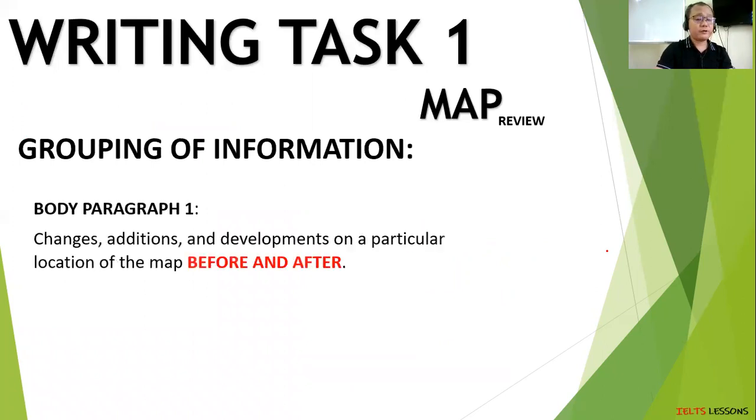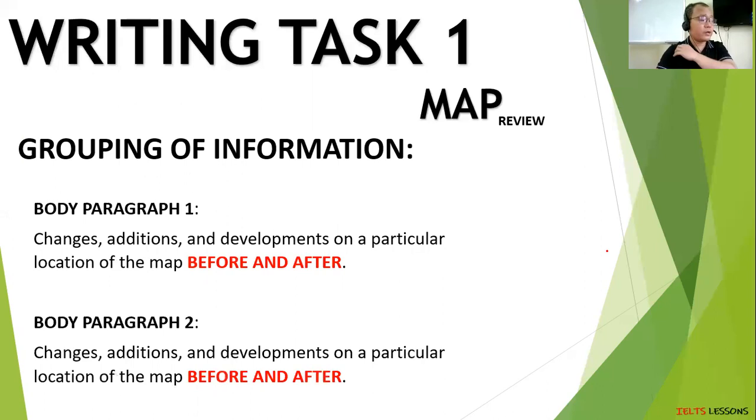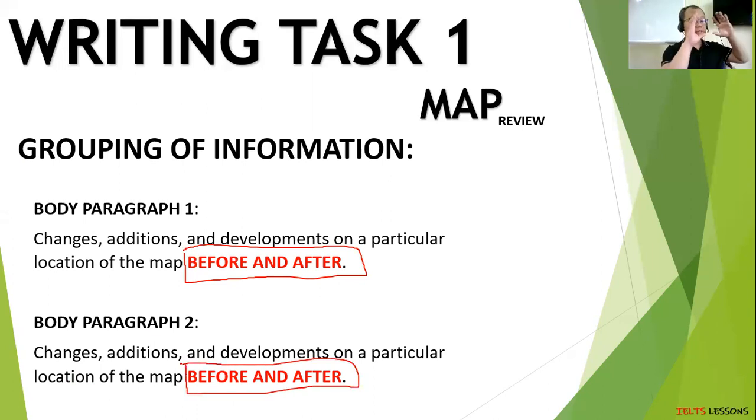So how do you group the information in a map? We have learned in data essays in the past how we group the information, so I think you have learned that, but here there is another way to group the information. Body paragraph 1, we have to group them before and after. And body paragraph 2 as well, before and after. So do not write body paragraph 1, map 1, body paragraph 2, map 2. Don't do that, okay? Instead, you have to divide before and after.